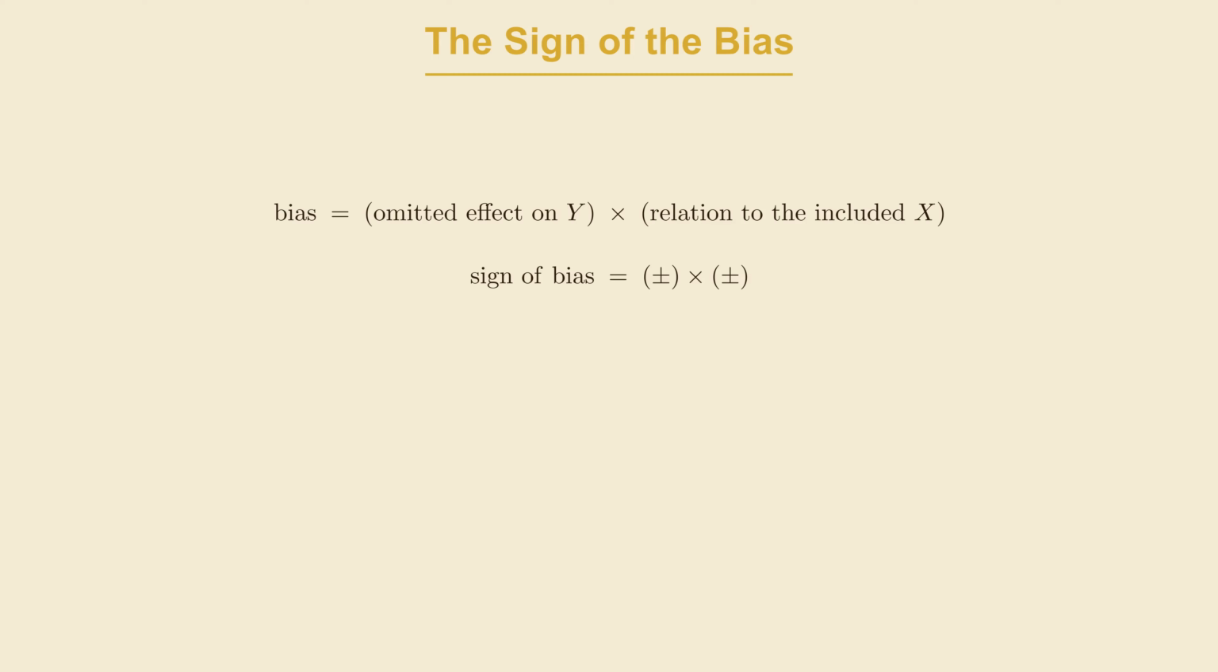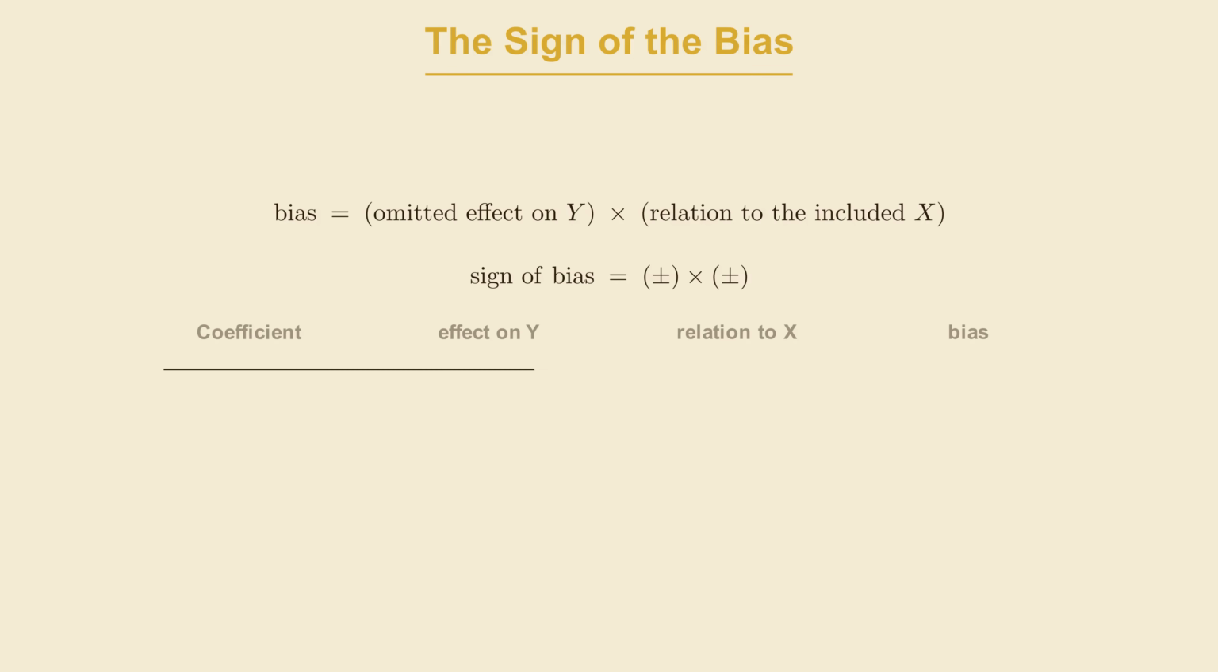The bias in a coefficient ends up being the product of two things. First, how much the missing variable actually moves the outcome. Second, how the missing variable lines up with everything you actually had in your regression to begin with. Multiplying those two, the sign of the bias is just the product of the two signs. Look at how this plays out here.